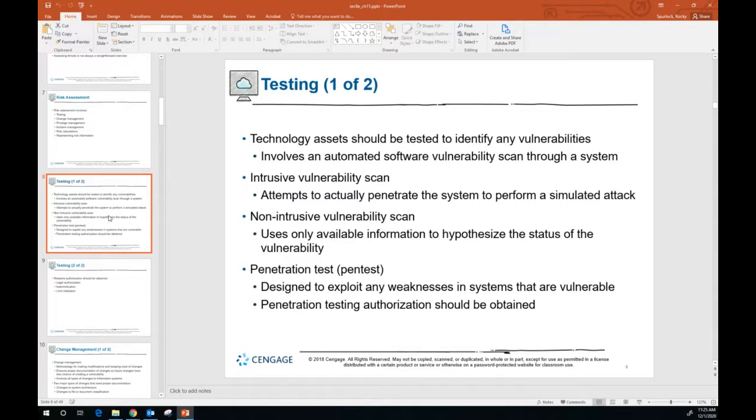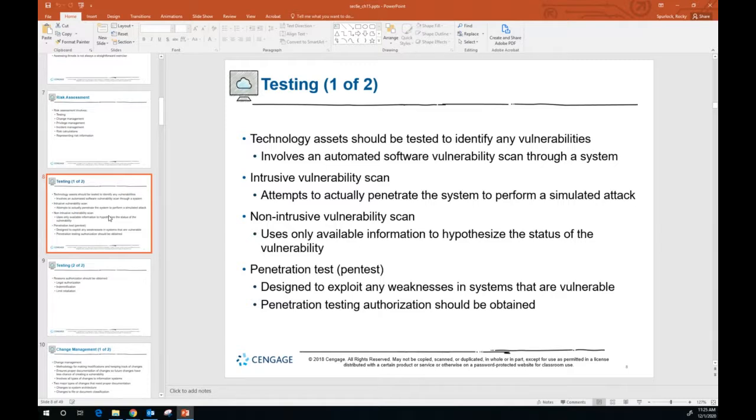We have two types of scans: intrusive vulnerability scan and non-intrusive vulnerability scan. An intrusive scan attempts to actually penetrate the system to perform a simulated attack. A non-intrusive scan only uses available information to hypothesize the status of the vulnerability.